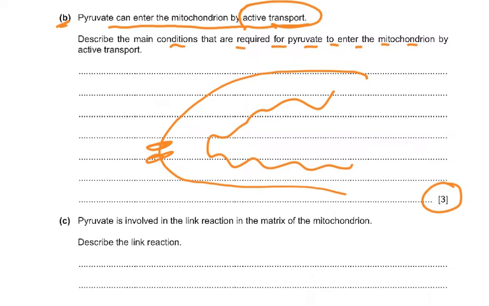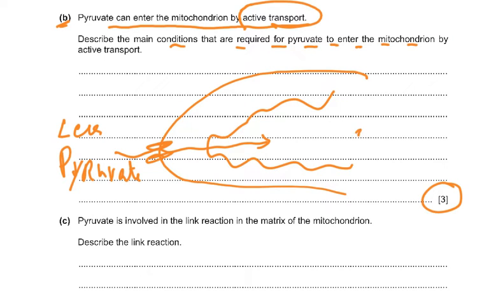So the carrier protein is there, and there's going to be less pyruvate outside the mitochondrion. So it has to be taken in by active transport. And active transport requires ATP, or you can say energy is needed. ATP or energy, either of these two words would be correct.